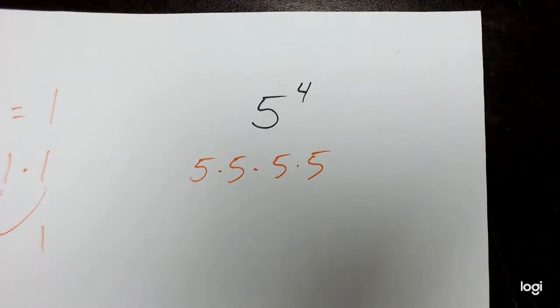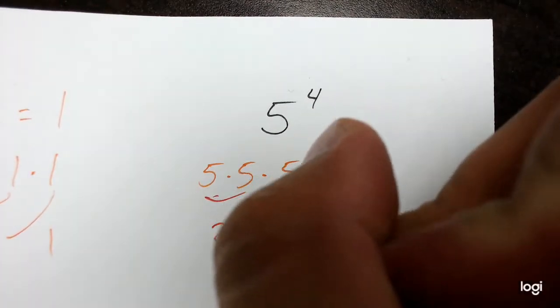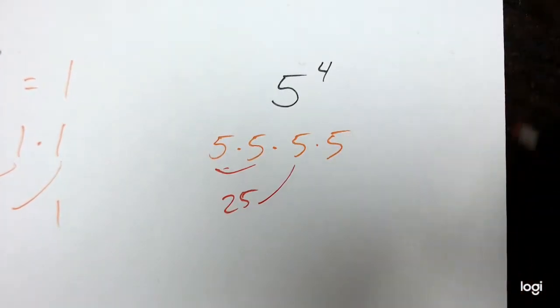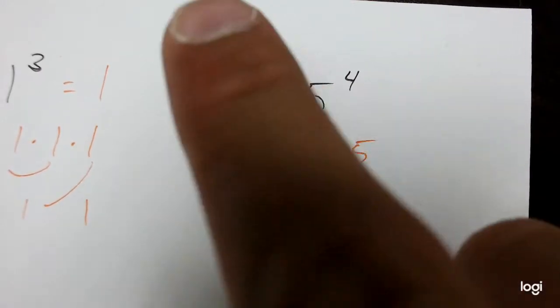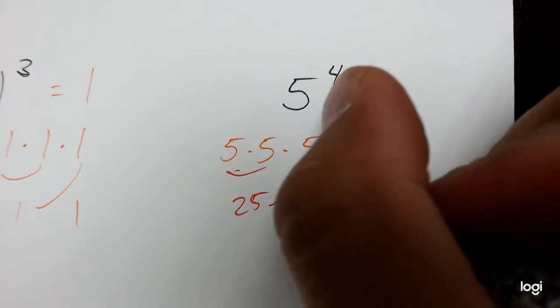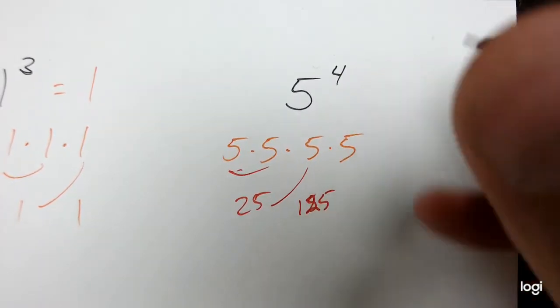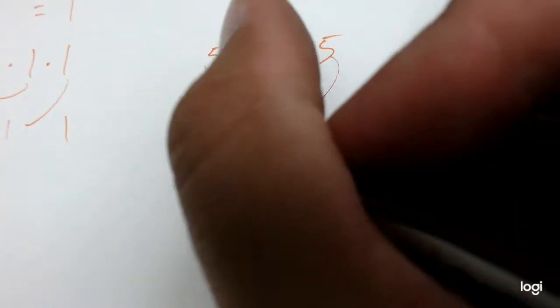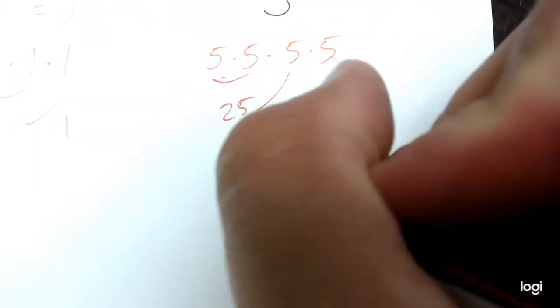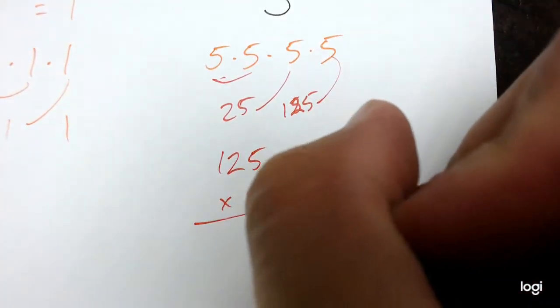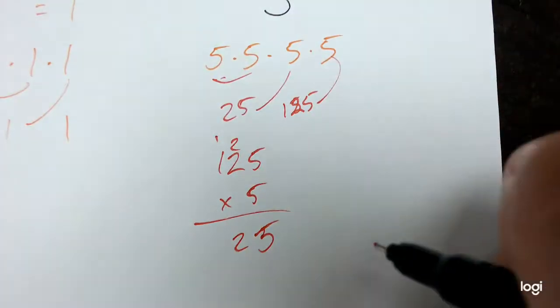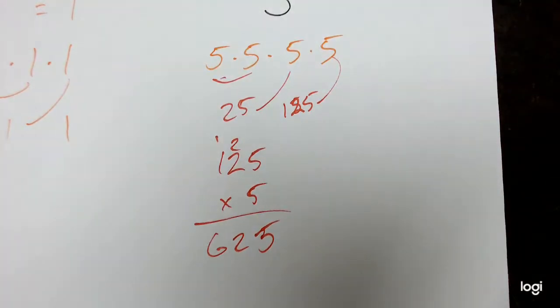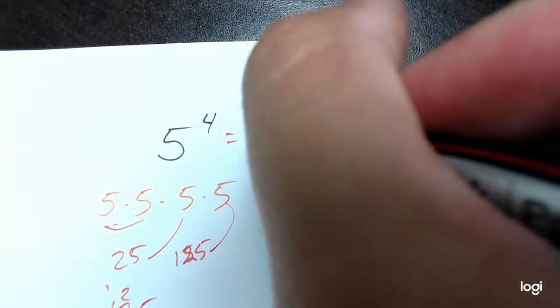Okay. So from here, 5 times 5 is 25. 25 times 5. Let's see, if I count this by quarters, I can get it pretty quick. So I can do 25, 50, 75, $1, and then $1.25, or 125 for 5 quarters. And then I have to do 125 times 5. I better multiply this to make sure I don't make a mistake. 5 times 5 is 25, carry the 2. 5 times 2 is 10, plus 2 is 12, carry the 1. 5 times 1 is 5, plus 1 is 6, 625. So 5 to the power of 4 equals 625.